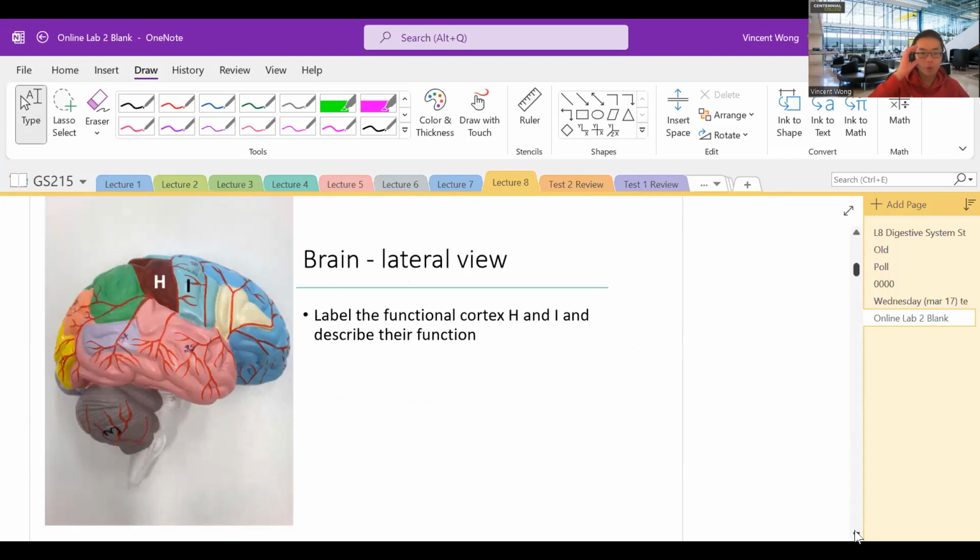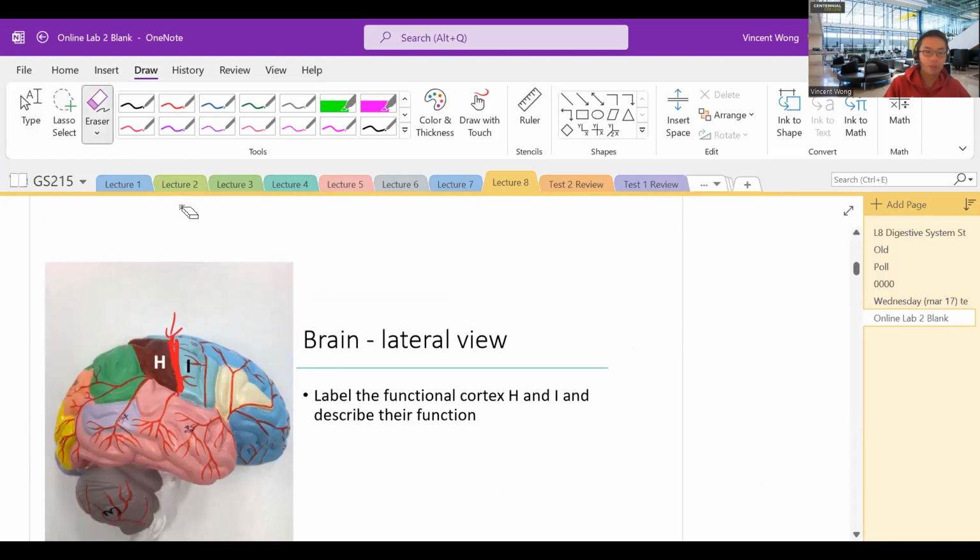Label the functional cortex in H and I. Now you should know that right here, there is a groove. A groove is called a sulcus, right? This groove separates the frontal lobe from the parietal lobe. That's called the central sulcus. So in front of the central sulcus, you have I, which is the primary motor cortex.